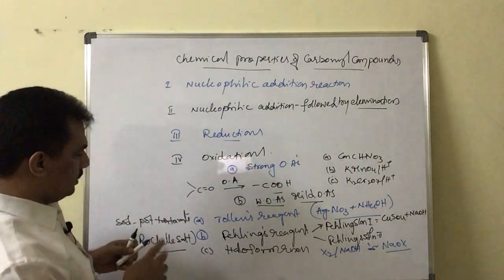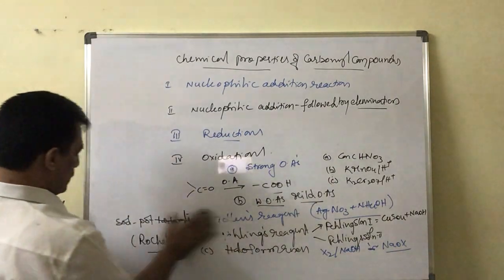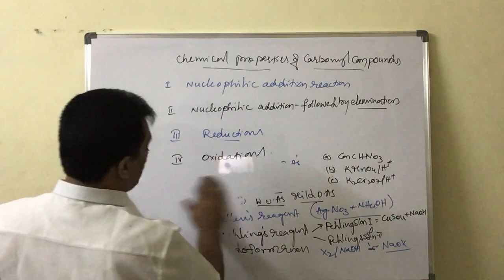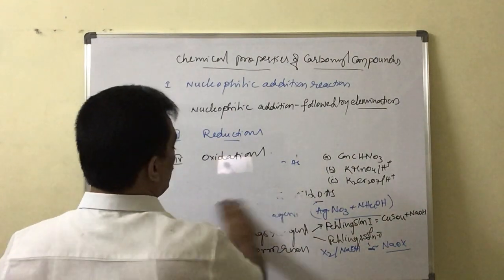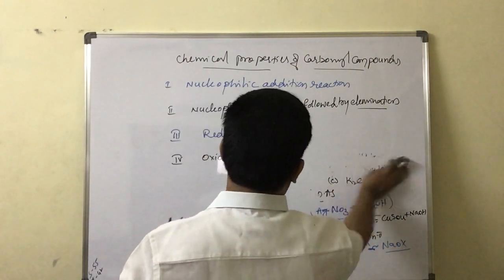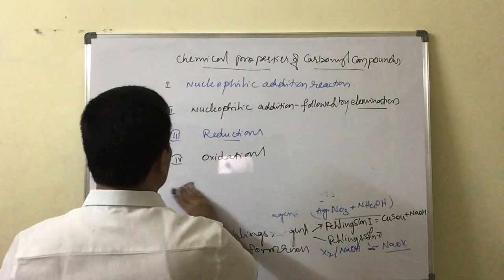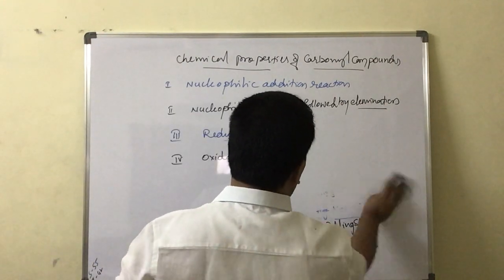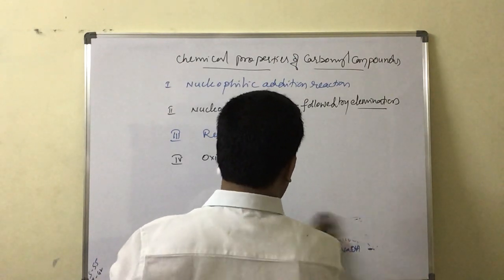This is the fourth kind of reaction. And now coming to the last type of reaction that can be expected from these carbonyl compounds, not from the carbonyl group. All the reactions we have discussed till now are related to the CO group.